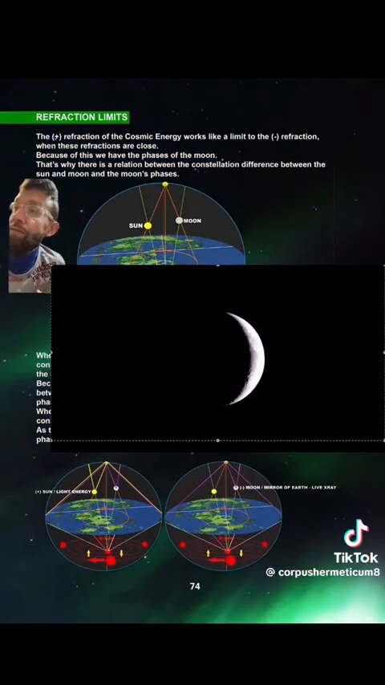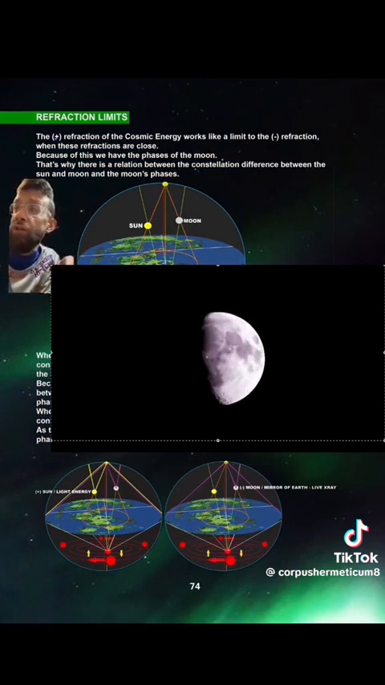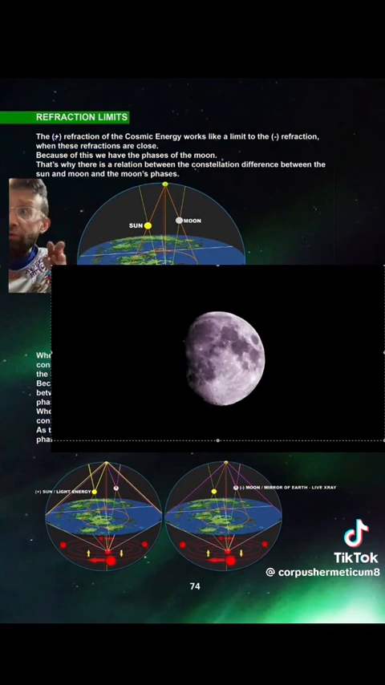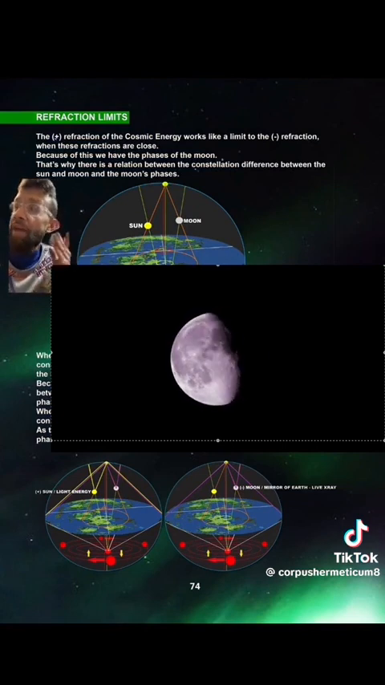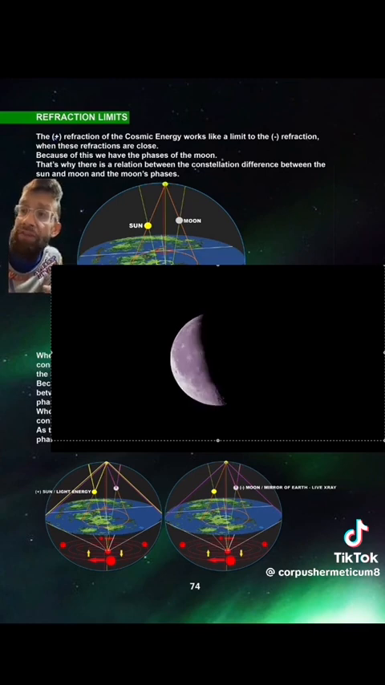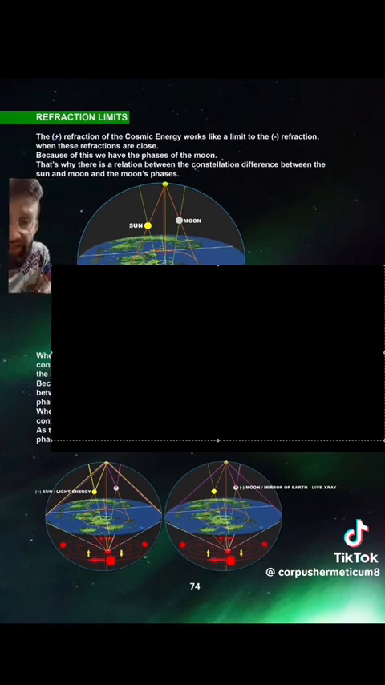The positive refraction of the cosmic energy works like a limit to the negative refraction when both of these refractions are close to each other. Because of this, we have the phases of the moon. That's why there is a relationship between the constellation difference between the sun and the moon's phases.